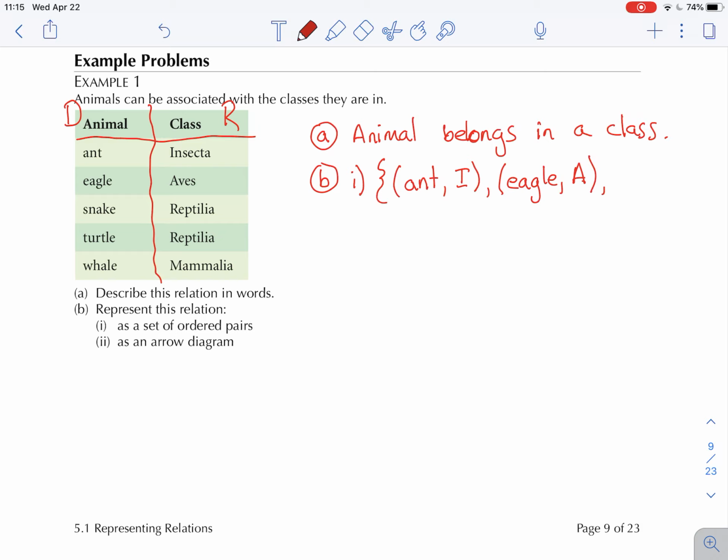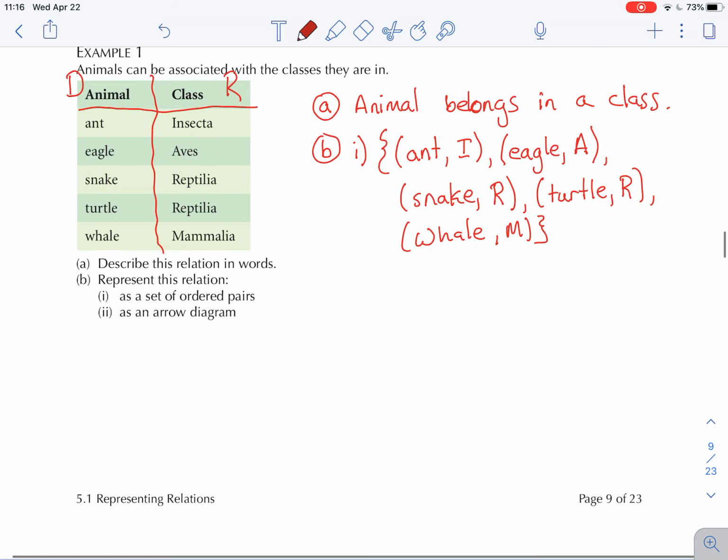Eagle goes into the class Aves. Snake goes into the class Reptilia. Turtle goes into the class Reptilia. And lastly, whale goes into the class Mammalia. Then end our set. That is this relation put into ordered pairs.